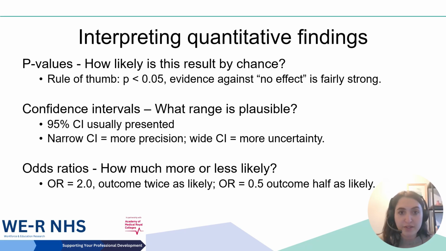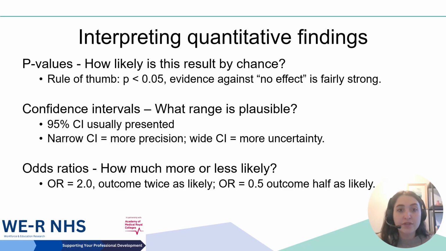A 95% confidence interval means that if we repeated the study many times, the true value would fall inside this range in about 95% of studies. If your confidence interval is narrow, then it means that you can be more precise. If you have a wide confidence interval, then there's perhaps more uncertainty in your findings.